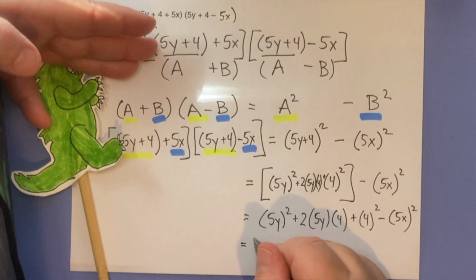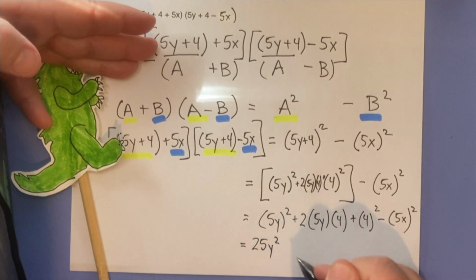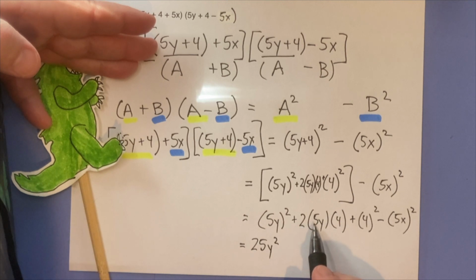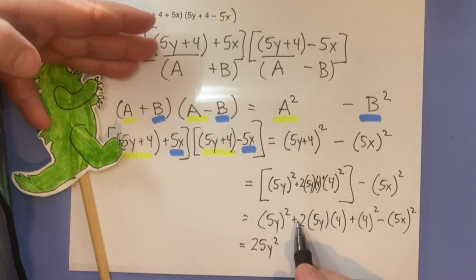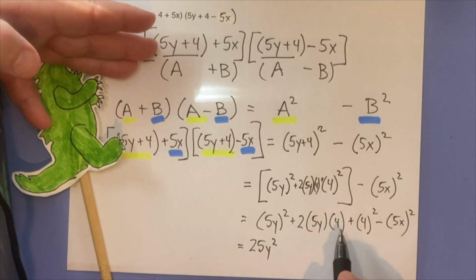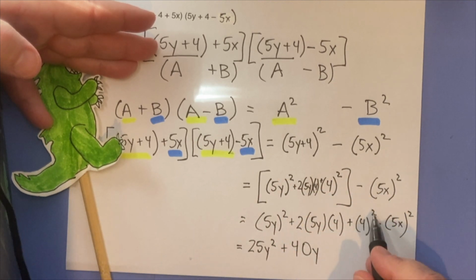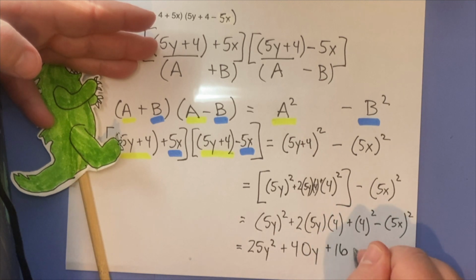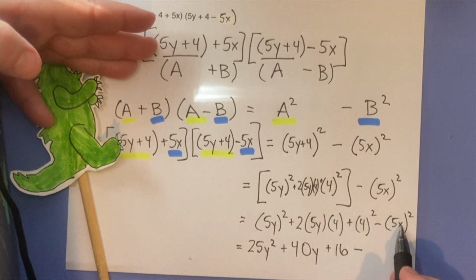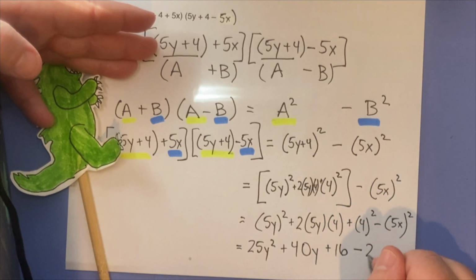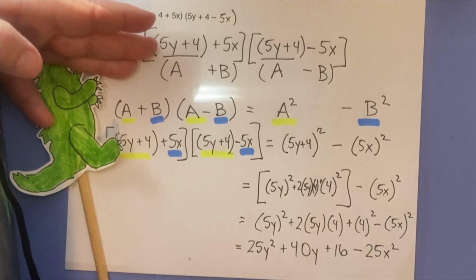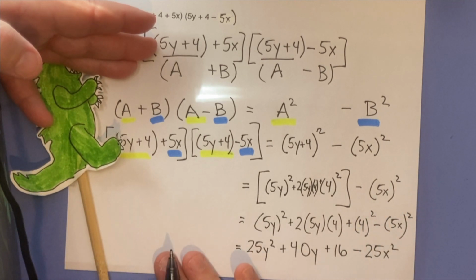So then I get 25y squared. Now this one's 2 times 5 times 4. 2 times 5 is 10 times 4 is 40y. 4 squared is 16. 25x, the quantity squared. And we're done. You did it.